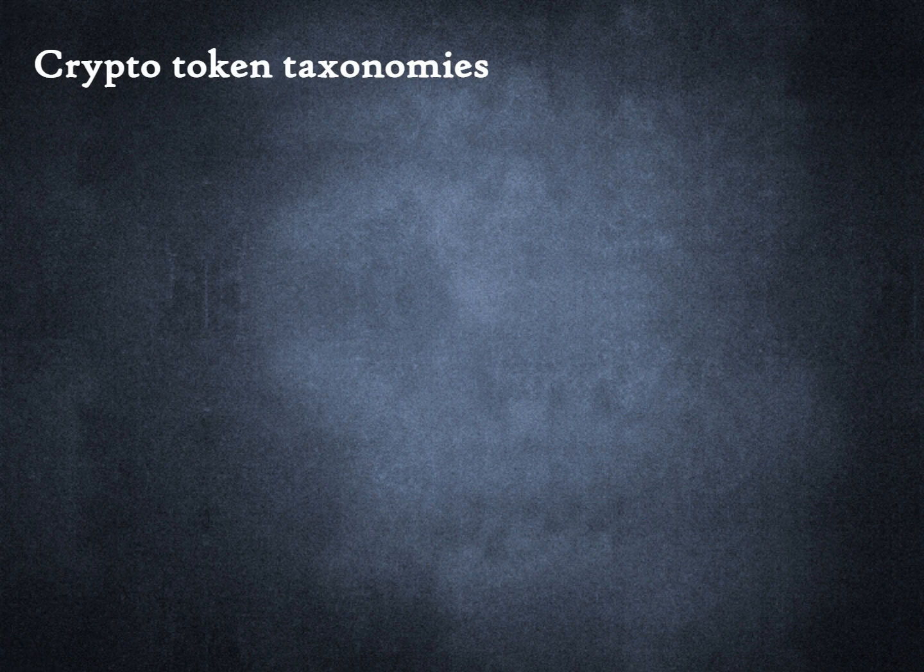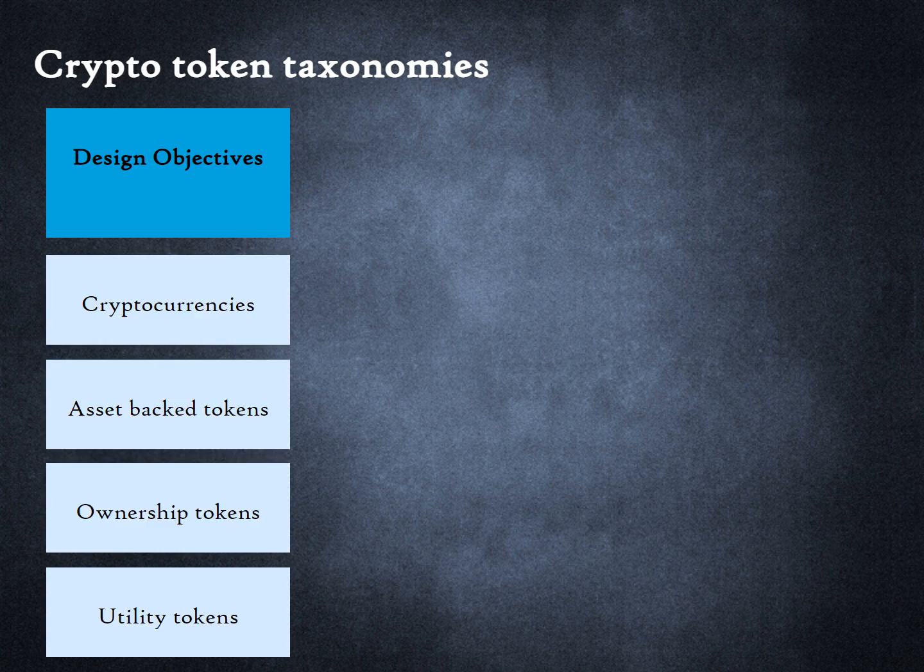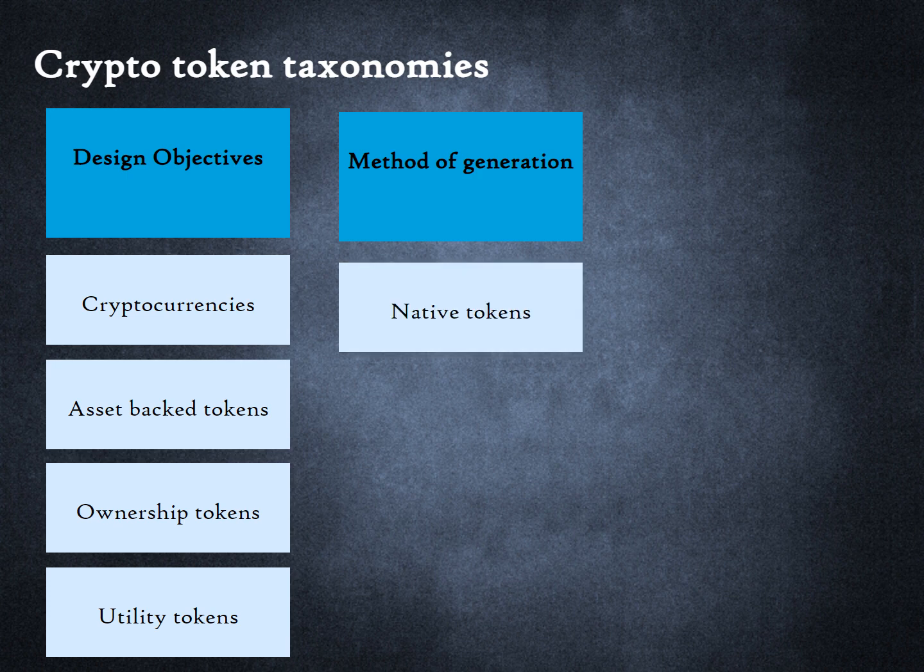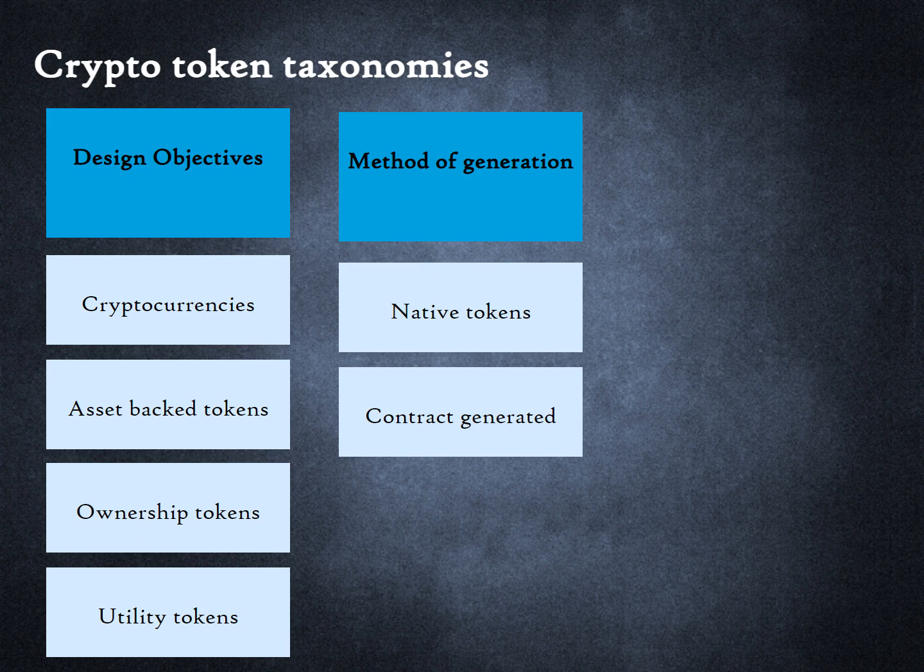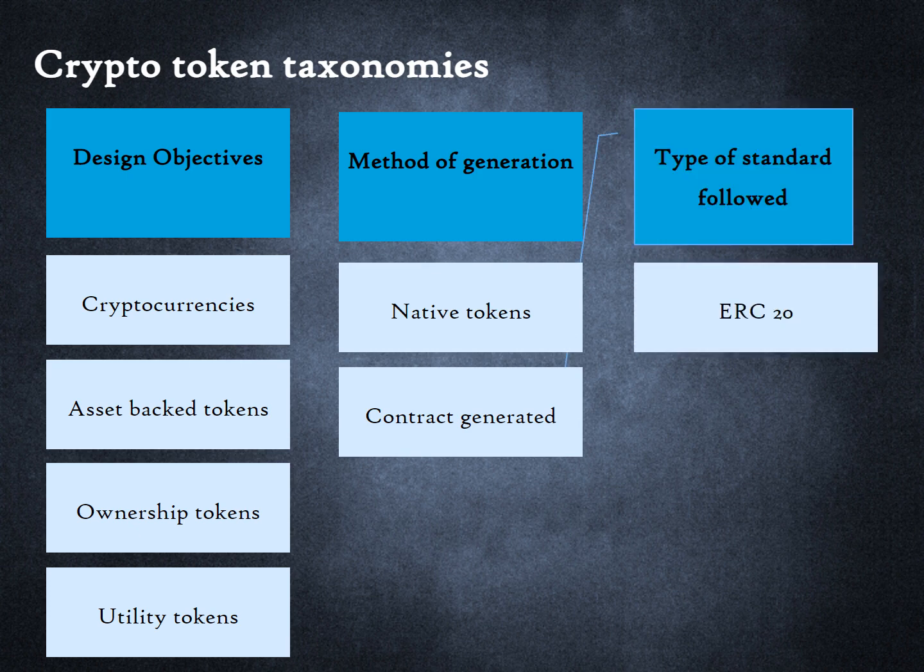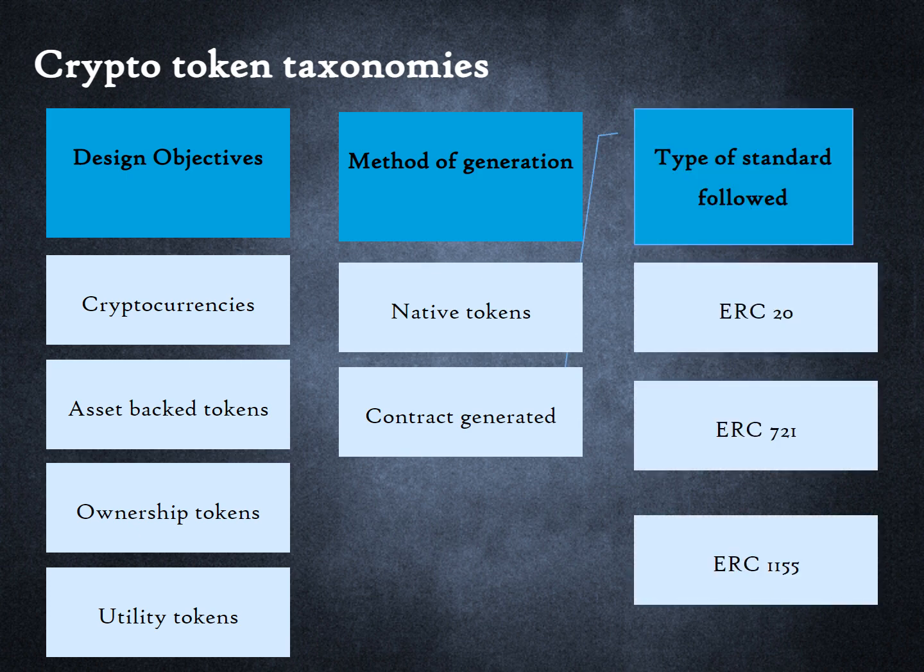We can now distinguish three taxonomies by which crypto tokens can be classified. First, they can be classified by design objectives: cryptocurrencies, asset-backed tokens, ownership tokens and utility tokens. Next, we can categorize them by how they are generated. They can be native tokens or smart contract generated tokens. Finally, smart contract generated tokens can be categorized by the type of standard they follow. ERC-20, ERC-721 and ERC-1155 are examples. Note that standards need not be specific to Ethereum. Other programmable blockchains can have their own standards.